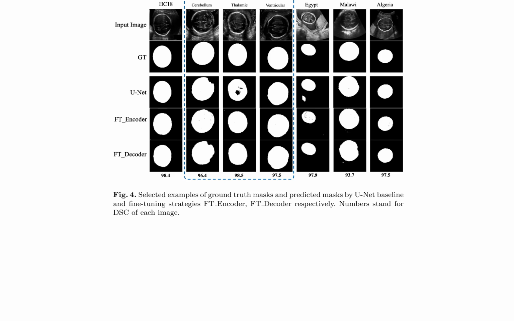Figure 4 illustrates selected examples of ground truth masks and predicted masks generated by the UNet baseline, FT encoder, and FT decoder strategies, with DSC values provided for visual comparison. The authors emphasize that, to the best of their knowledge, statistical metrics for differences across these datasets have not been presented previously, highlighting the novelty of their contribution. This study provides valuable insights into the effectiveness of fine-tuning strategies for fetal head mask prediction in ultrasound images, paving the way for future research in this area.